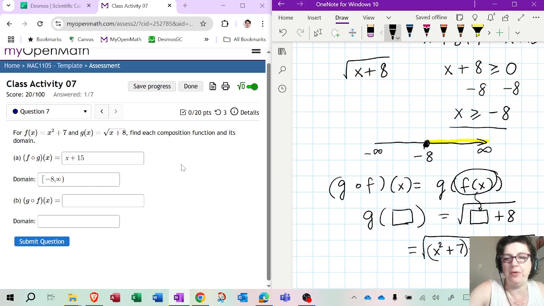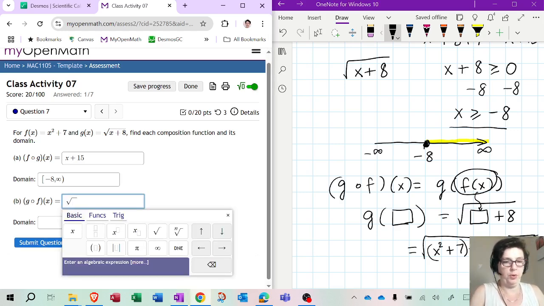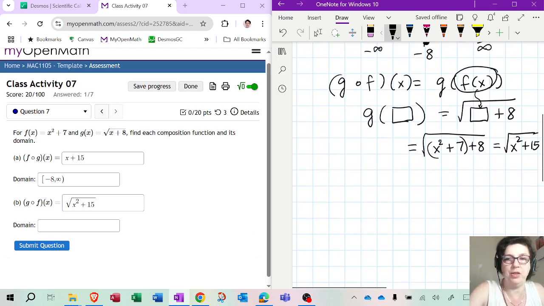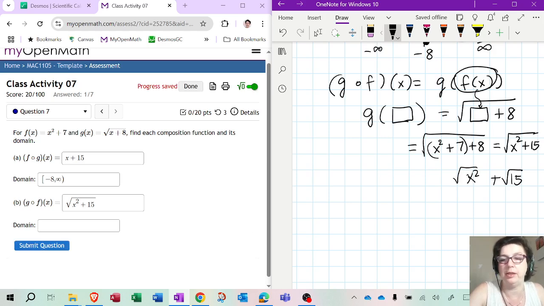If you simplify that, that's going to give you x squared plus 15 under the root. Okay, we got the square root of x squared plus 15. By the way, you can never break the square root at a plus sign. So if anybody wants to try to simplify it like this, that does not work. It does not work. This is not right.